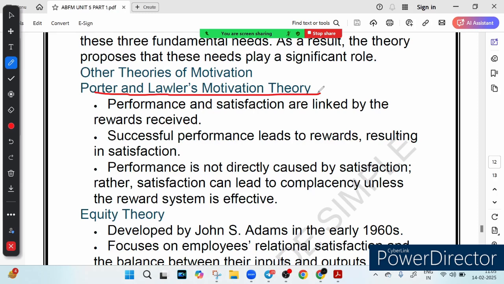It should be effective, right? So tell me, what kind of reward keeps you motivated? Let me know in the comment.